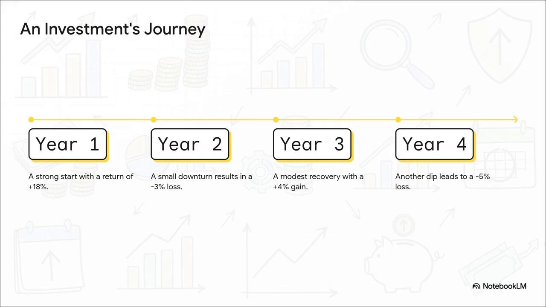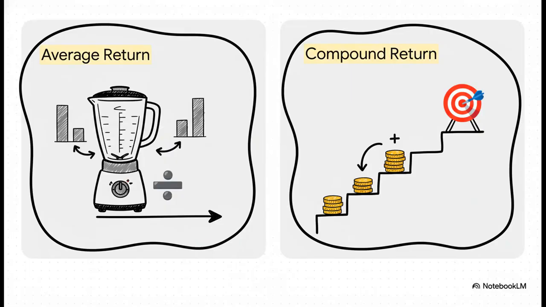Why? Because that minus 3% loss in year 2 wasn't on your original money. It was eating into the gains from year one. So how in the world do we account for that? Well, this is where we have to separate a simple average return from the much, much more powerful compound return.